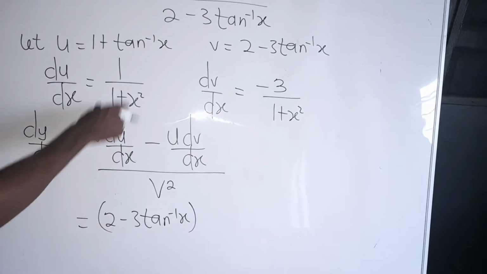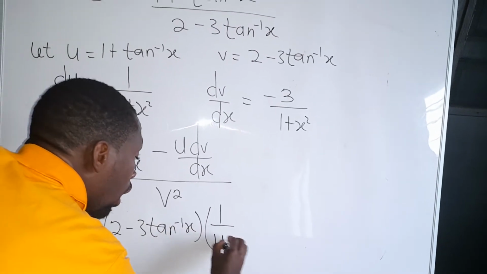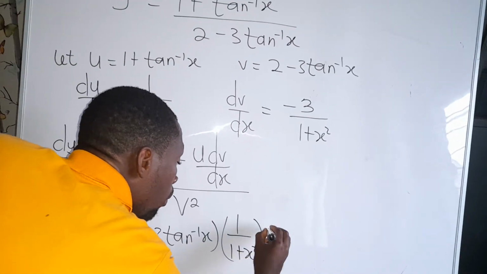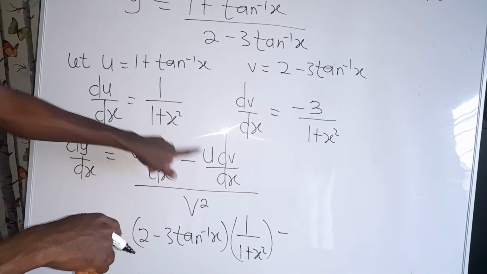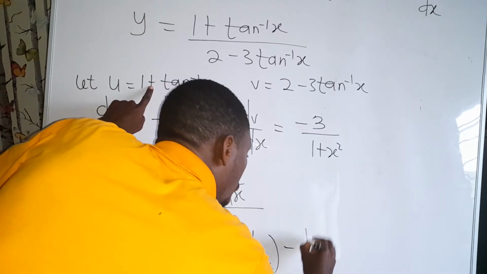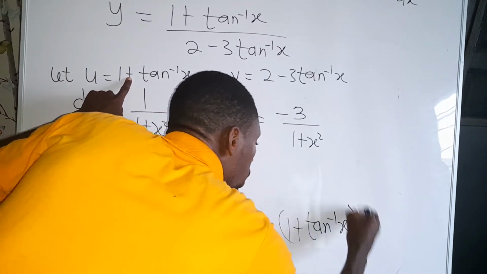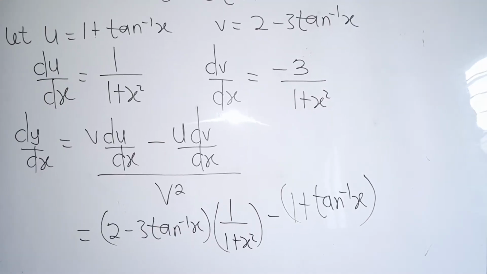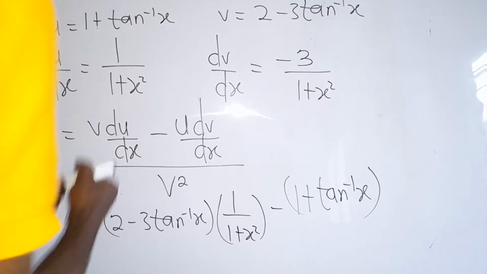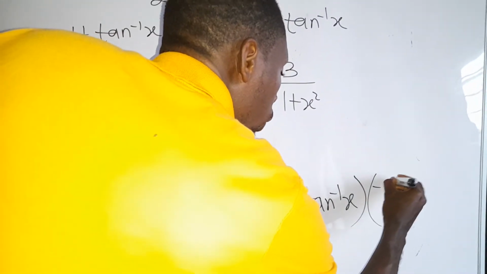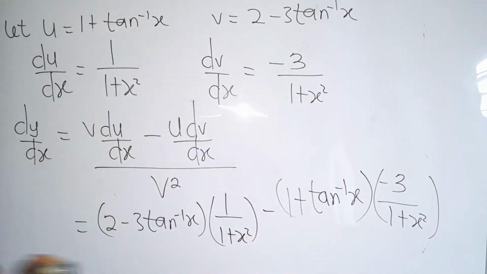Then du over dx is 1 over 1 plus x squared. What's our u? u is 1 plus tan inverse of x. So our u is 1 plus tan inverse of x. Then dv over dx is negative 3 all over 1 plus x squared.